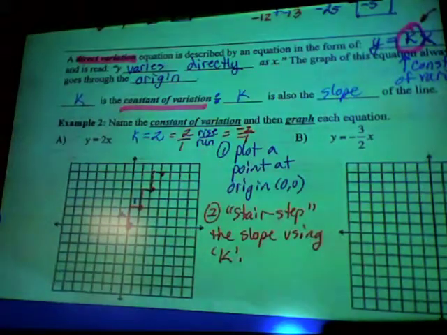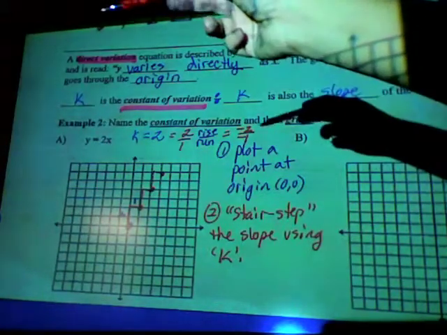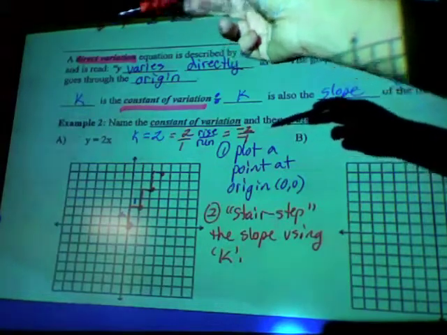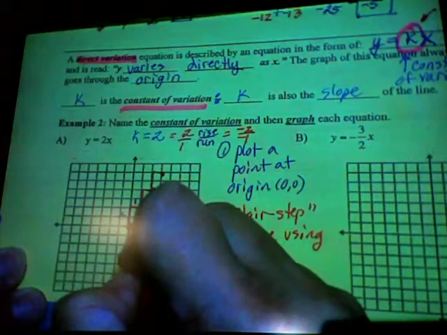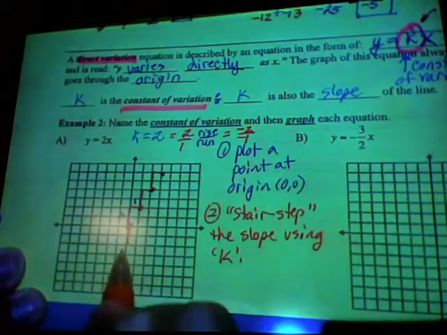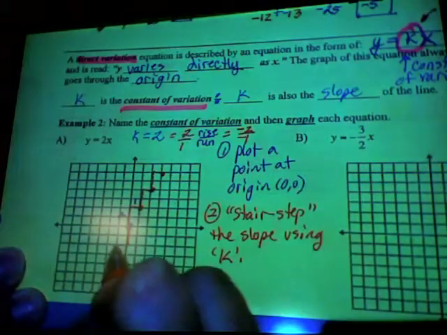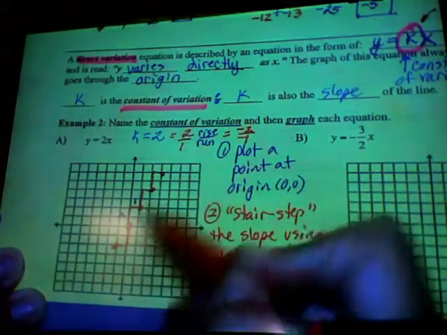Doesn't that still equal positive 2? Yes or no? Yes. So now if I go down 2, well, negative 2, isn't that down 2 for my rise? Then what's my negative 1? Left 1. So if I go down 2 that far, then I have to go left 1, plot a point. Did I land on the same line?